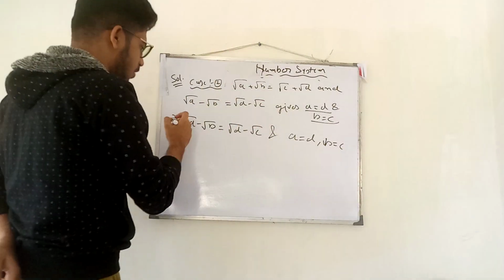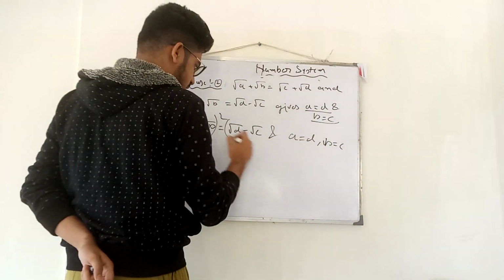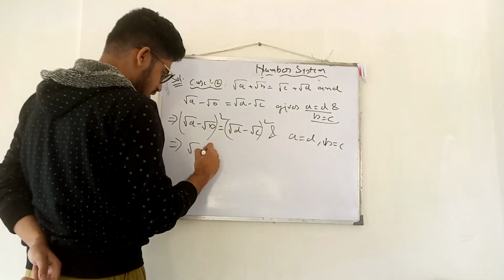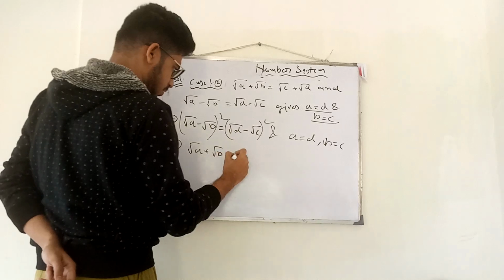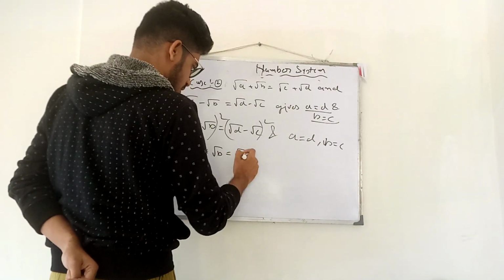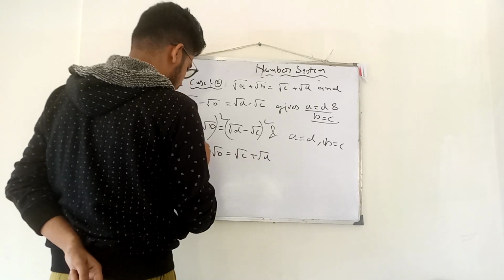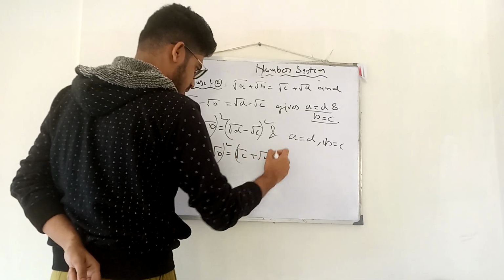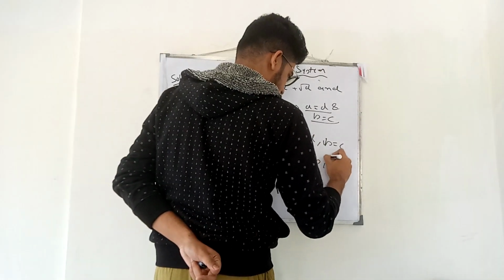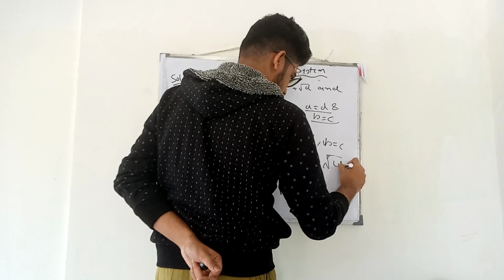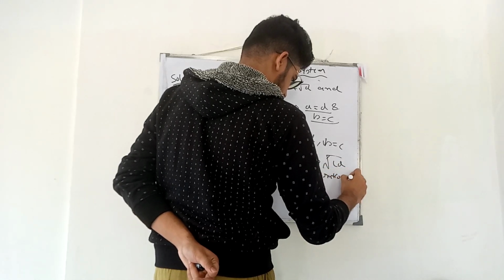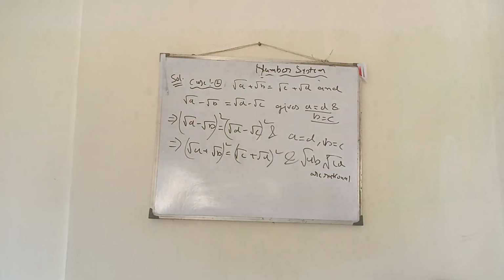From this we have the pattern that a is equal to d and b is equal to c. After squaring the sides, root ab and root cd are rational. I think we are done.